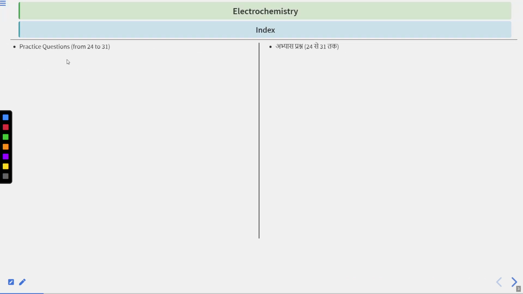This is our index slide. So today we are going to see the practice questions from question number 24 to question number 31. Let's start with question number 24.